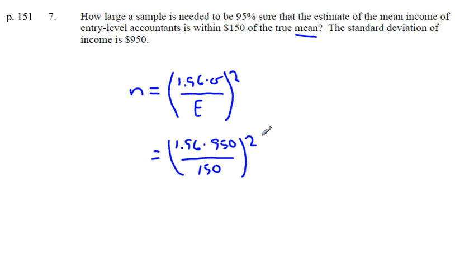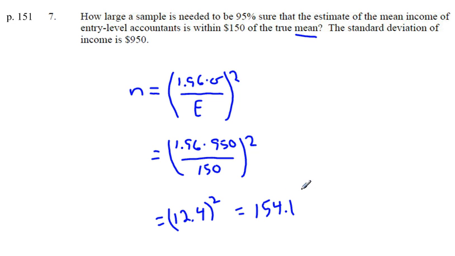Okay, I'm going to have to pull out a calculator to figure this one out. So let's take care of that. So 1.96 times 950 divided by 150. Now, if you forget to square, and this is a common mistake I see, you get about 12.4 or so. But we have to remember to square that value. And if we do that, we get an answer of about 154.1.